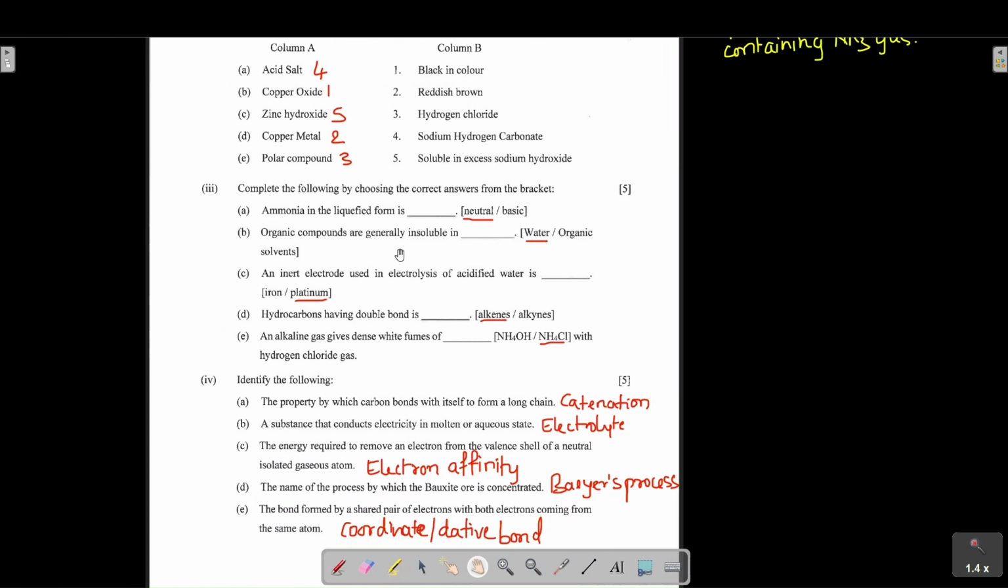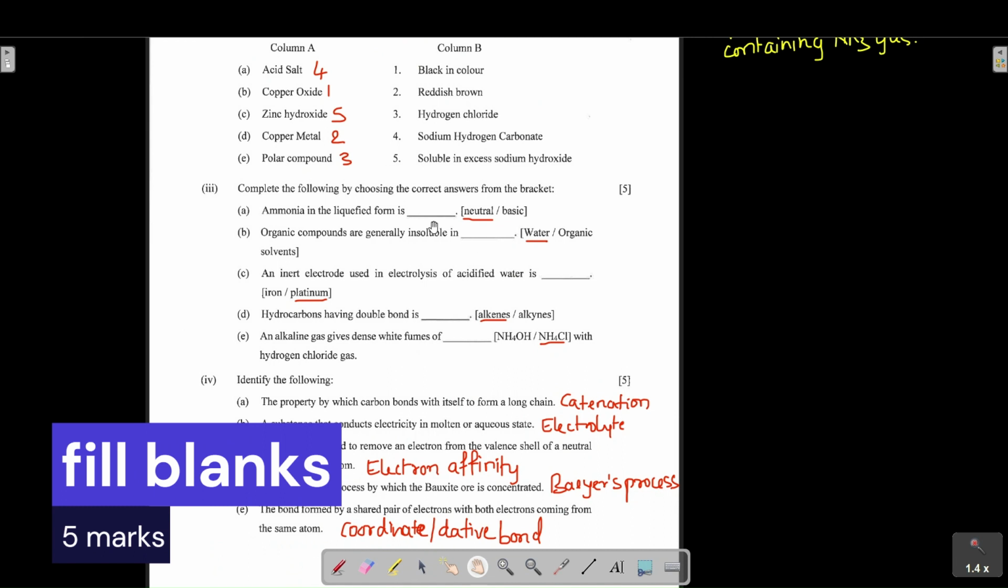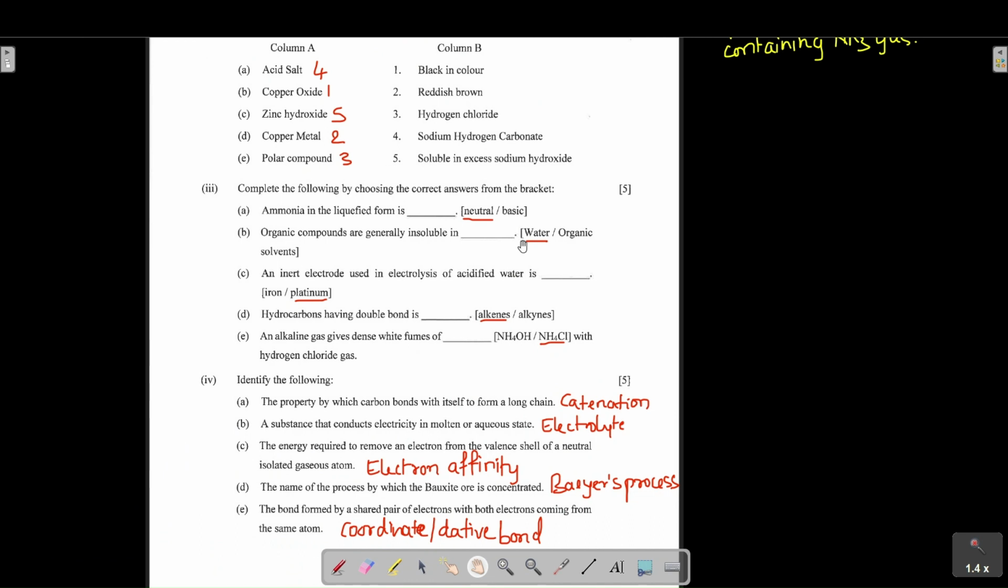Okay, so this is the very simple fill in the blanks, 5 marks. Ammonia in the liquefied form is neutral. Remember, ammonia, whether it is gaseous form, liquid form, even if it is solid form, unless it comes in contact with water, it will not show its basic nature. So it is neutral, neutral to litmus. Therefore, always we use moist litmus to test the ammonia gas, HCl gas, etc.